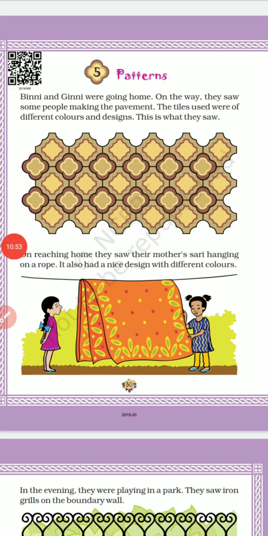So dear children, this is it for today's video. I hope you are understanding what patterns are. Okay, if you have any problem regarding patterns, you can ask me. So what you have to do, children, is just draw various kinds of patterns in your own copy so that you can easily understand what a pattern is.